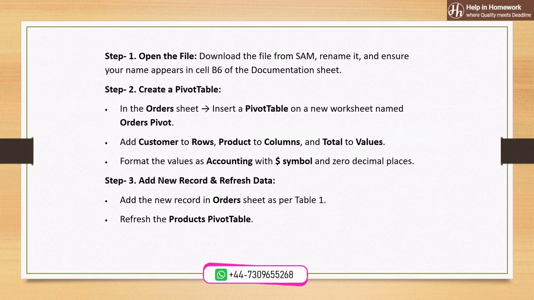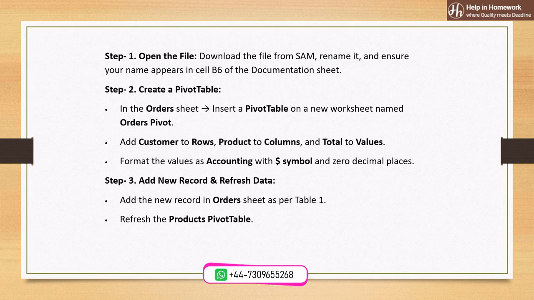Step 1. Open the file, download the file from SAM, rename it, and ensure your name appears in cell B6 of the documentation sheet. Step 2. Create a pivot table. In the orders sheet, insert a pivot table on a new worksheet named Orders Pivot. Add customer to rows, product to columns, and total to values. Format the values as accounting with dollar symbol and 0 decimal places.